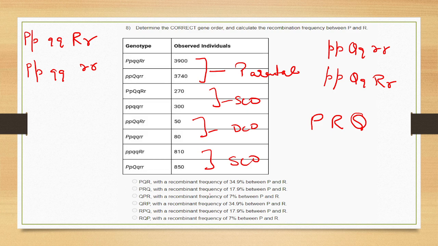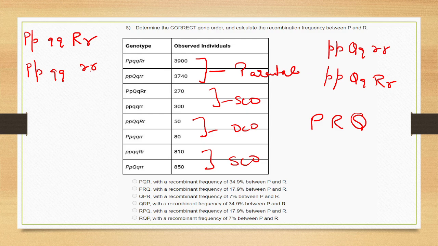So from here I can say that for the first one it is PRQ. Like this you have to find the gene order. You have to see at which gene your crossing over is taking place, and whatever gene is getting crossed over, that gene has to come at the middle.